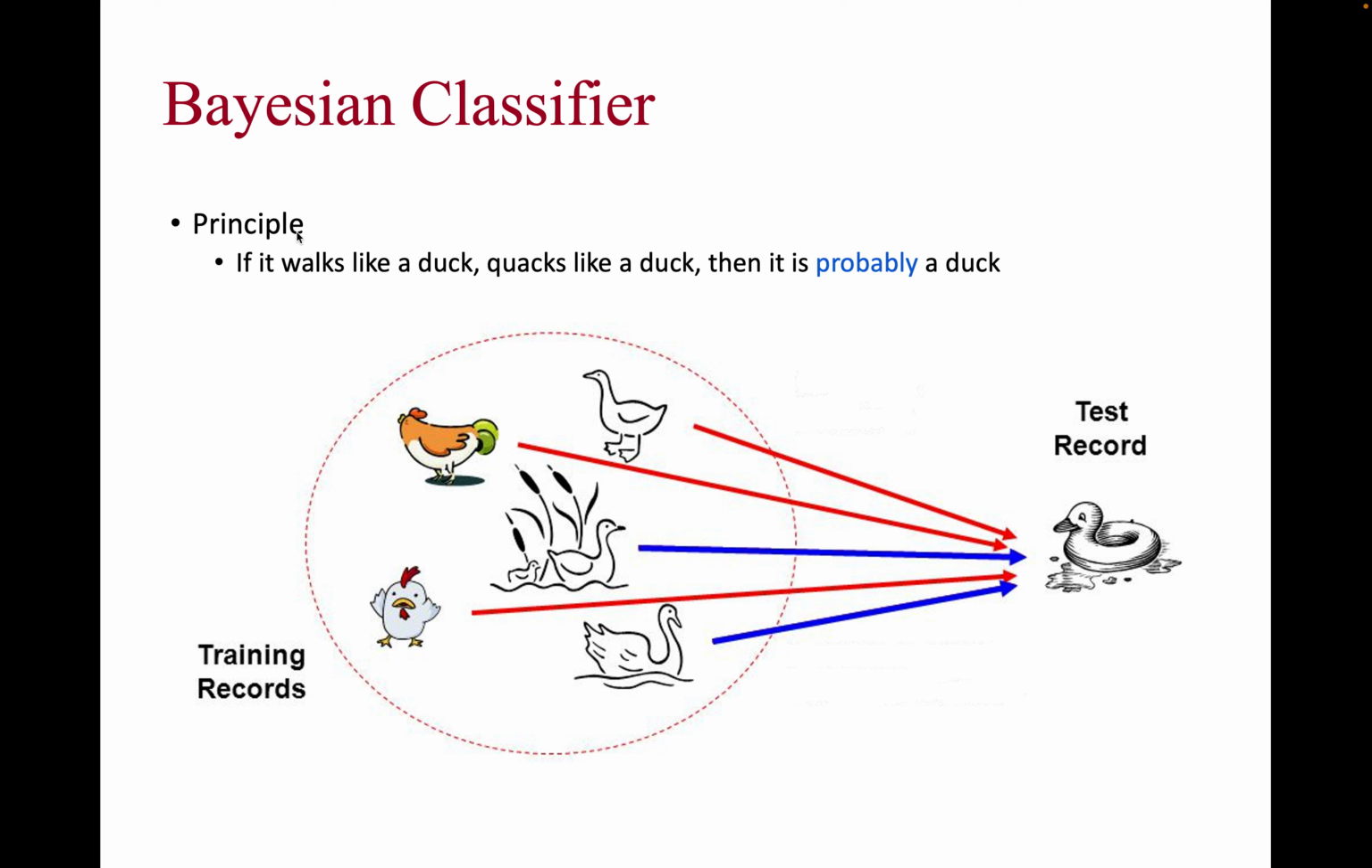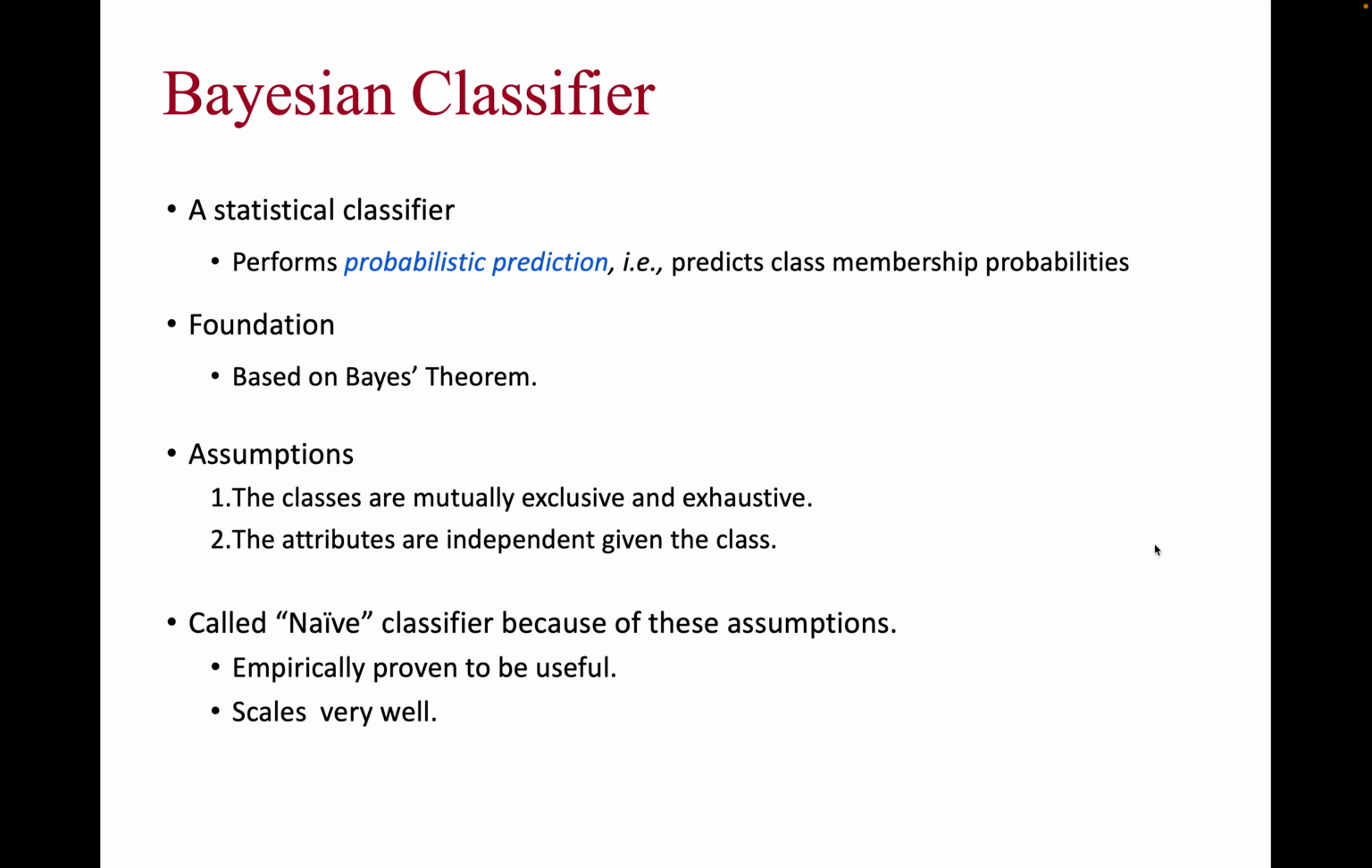Principle: if it walks like a duck, quacks like a duck, then it is probably a duck. Yes, that is how the training model works. Training records, test records. It is an air tube, a floaty ring, but it quacks because it has that noise thing, and it walks. I don't know if it walks or not. It floats, but even ducks float. So if it floats like a duck and quacks like a duck, it is probably a duck, and then the model fails.